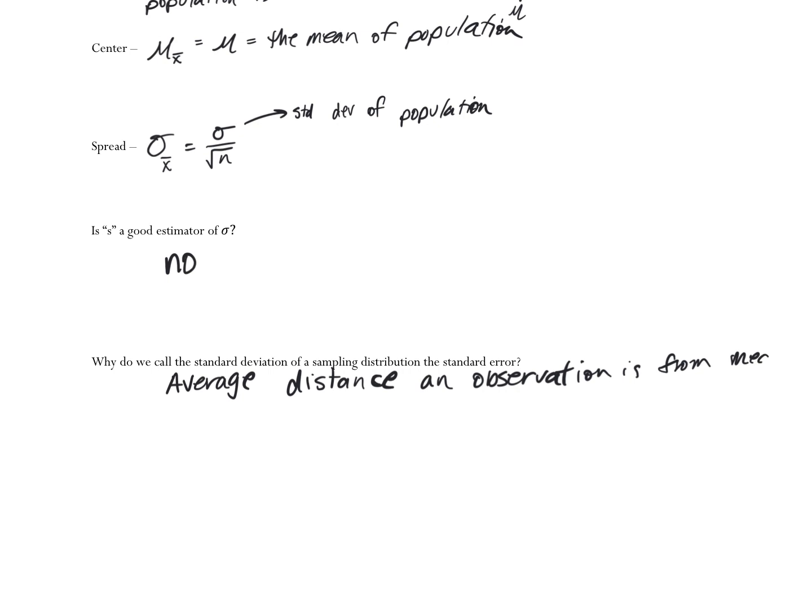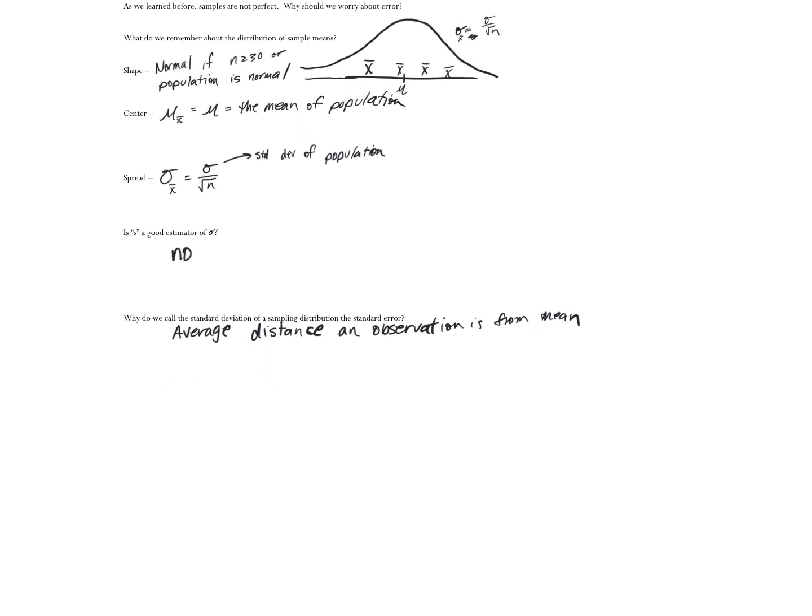Now, translate that to this specific distribution. What is an observation when we're talking about the sampling distribution? It is an X bar. So it's the average distance X bar is from mu.